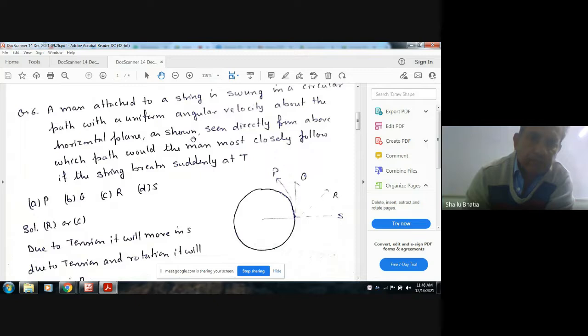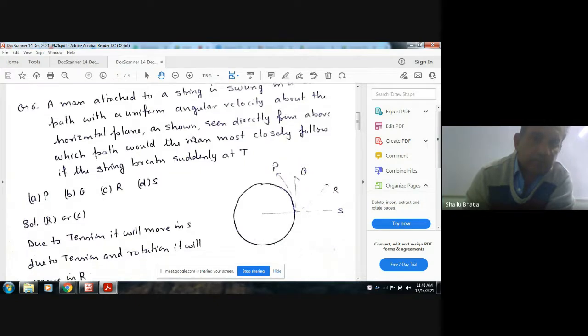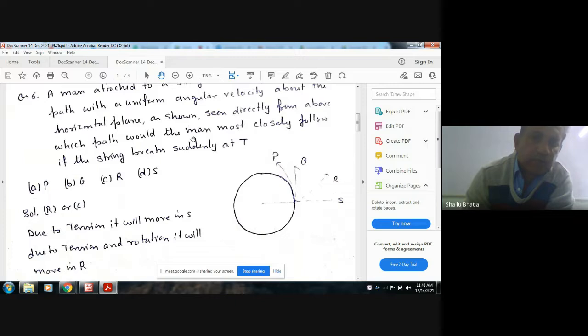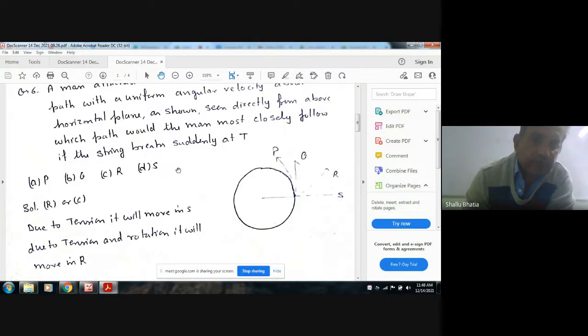Seen directly from above, which path would the mass most closely follow if the string breaks suddenly at T? Okay, so this is the T point. And here, when this rope suddenly breaks, the different paths are given. That path can be S, can be R, can be Q, and P. So we have to select the right path. Option A is P, option B is Q, option C is R, option D is S.